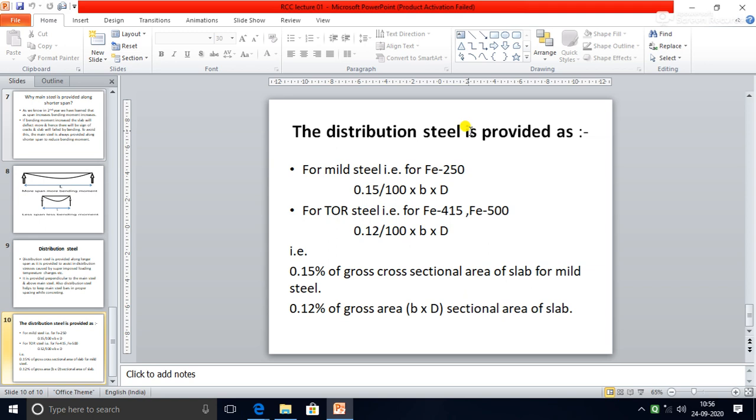Now, as we are going to design this one-way slab, we have to consider or assume certain data. Before that, we must know what is one-way slab, what is two-way slab, what is main steel, what is distribution steel, why main steel is provided along shorter span, why distribution steel is provided along longer span, why distribution steel is provided above the main steel. All these things are very important.